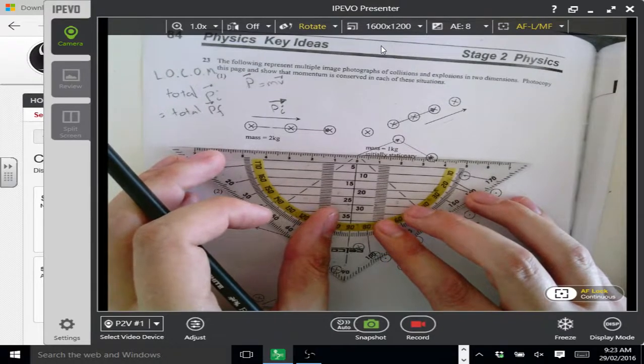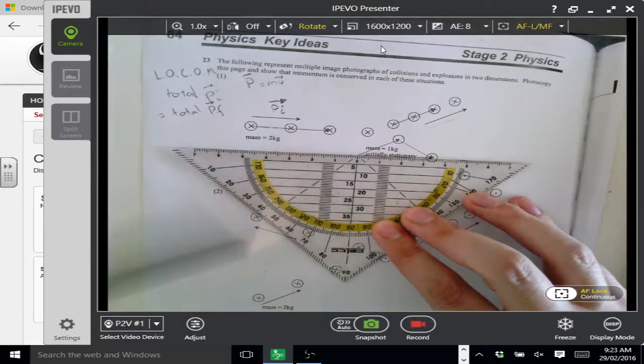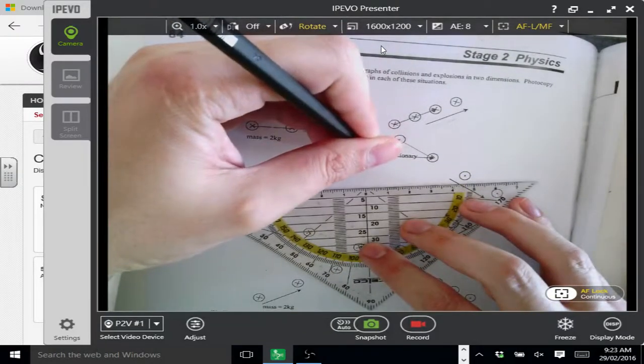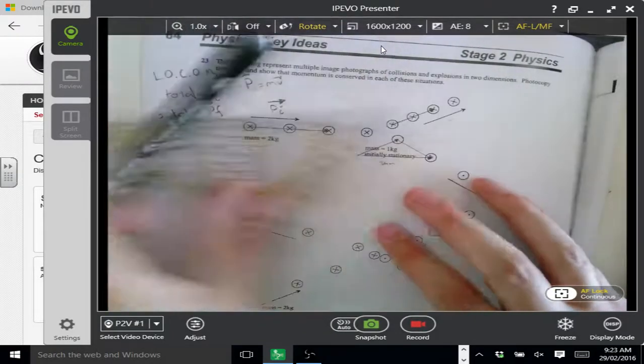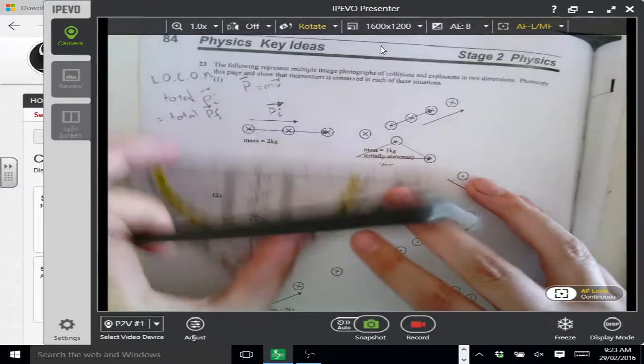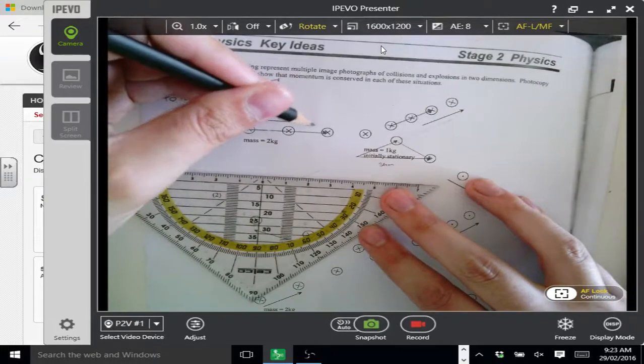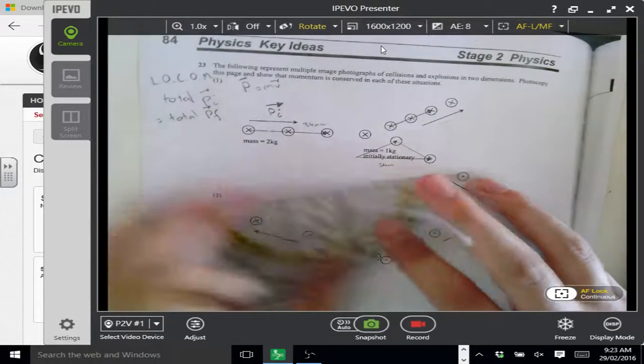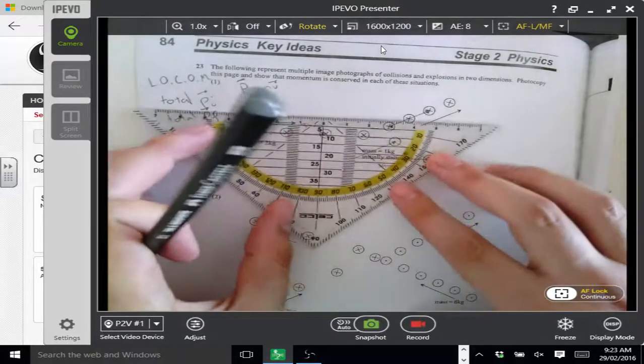So that's about 3.4 centimeters or 34 millimeters. I'll measure the other one. It's the same. Okay, but that doesn't necessarily prove anything. What I should do is line these up.